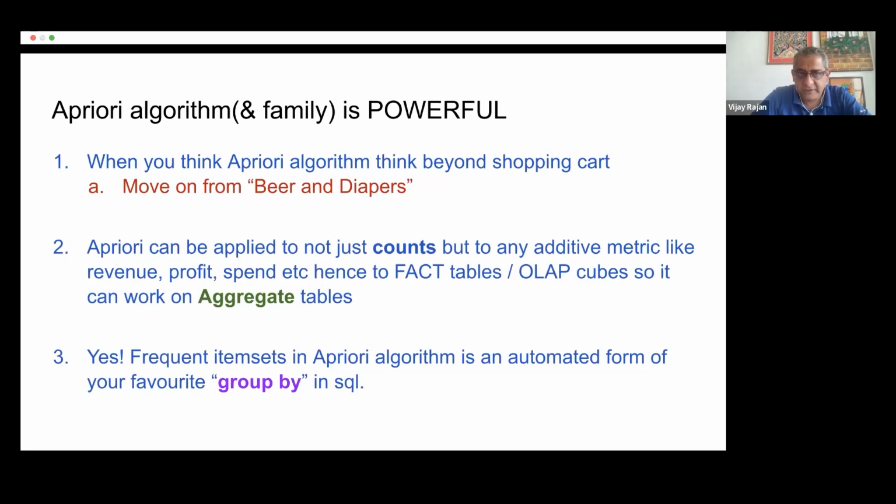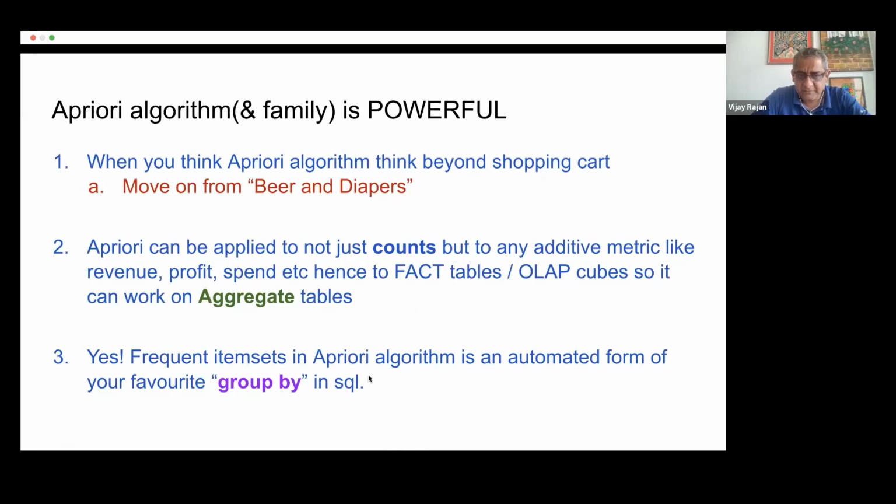Yes, when you think of a priori, think beyond shopping cart and think beyond beer and diapers. If you read that example, just laugh at it now. A priori can be used on not just counts, but also additive metrics like revenue, profit, spend, and so on. OLAP cubes and aggregate tables.